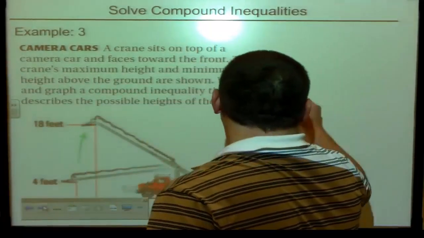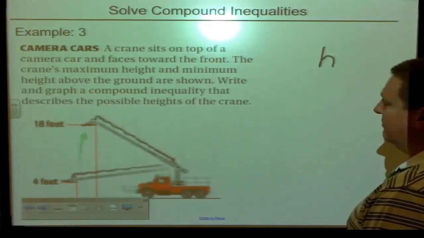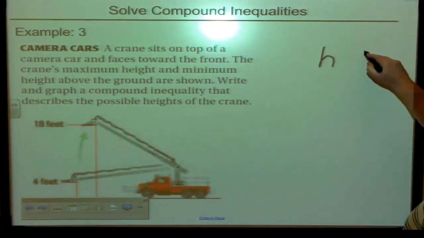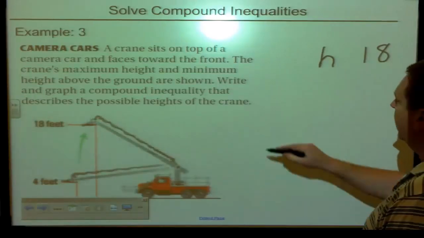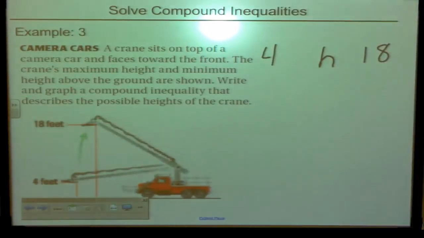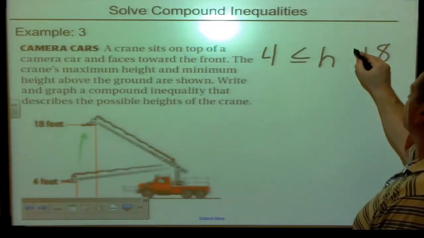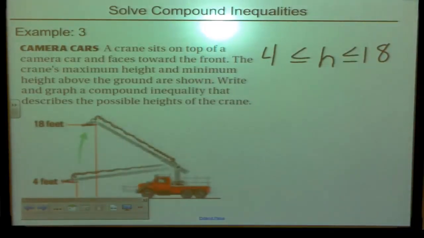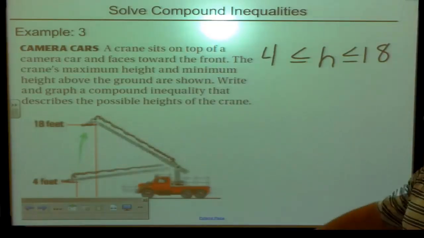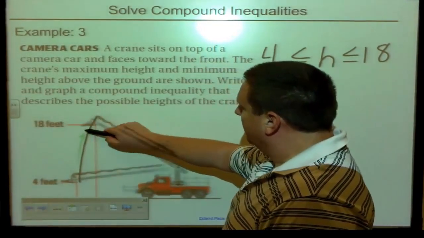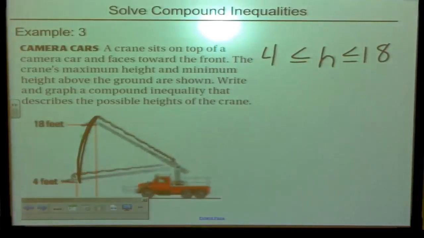Don't know what the heights are, so I'm going to use h. And the maximum height I'm going to put on the right-hand side, which is 18. And the minimum height is going to go on the left side, which is 4. And h is greater than or equal to 4, and at the same time less than or equal to 18. So this is my compound inequality. My crane can be anywhere between 4 and 18.